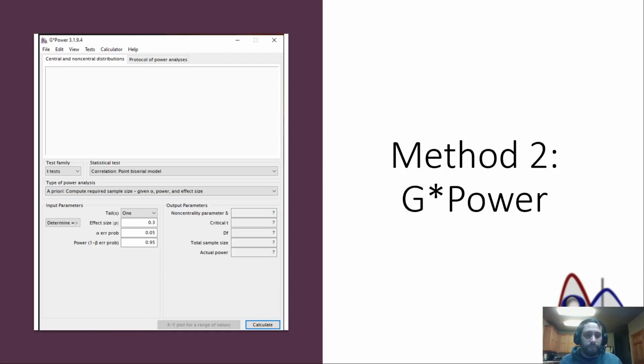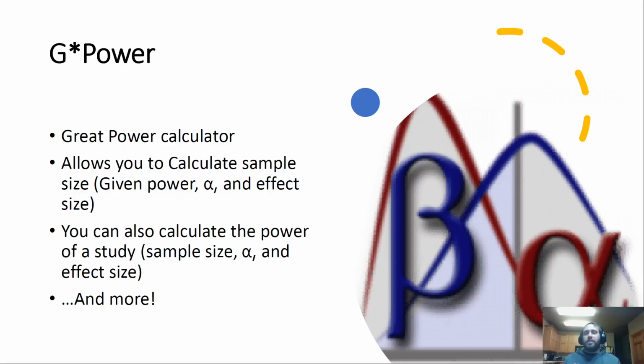So let's go on. What is G-Power? G-Power is this great power calculator. It allows you to calculate the sample size if you give it the power, alpha value, and effect size. And we can also backtrack and calculate the power of a study given the sample size, the alpha value, and the effect size.